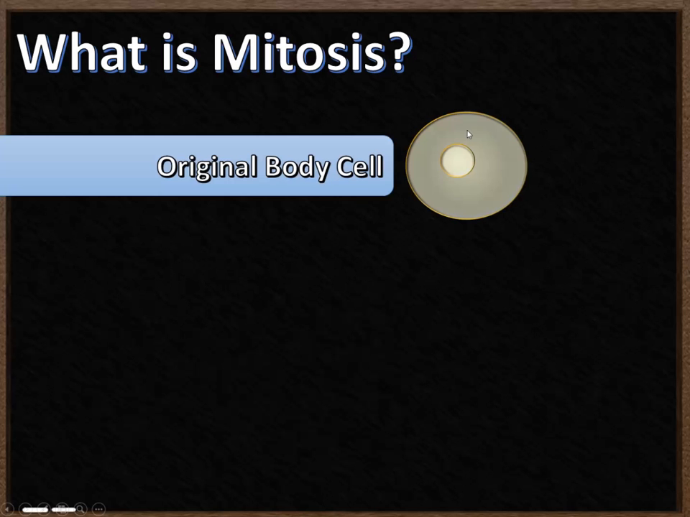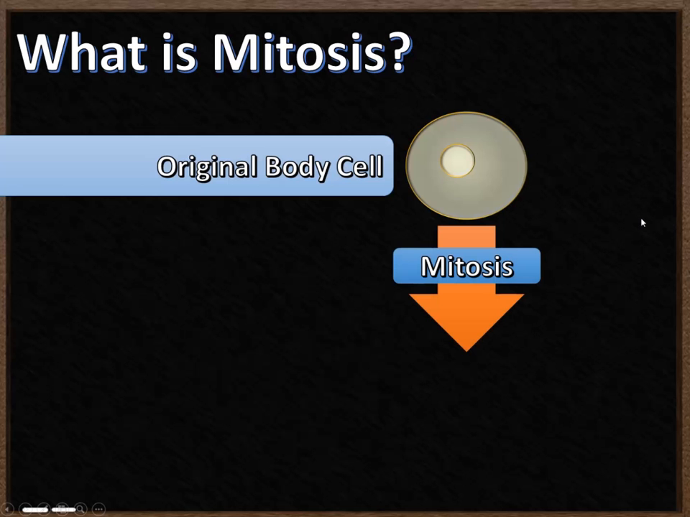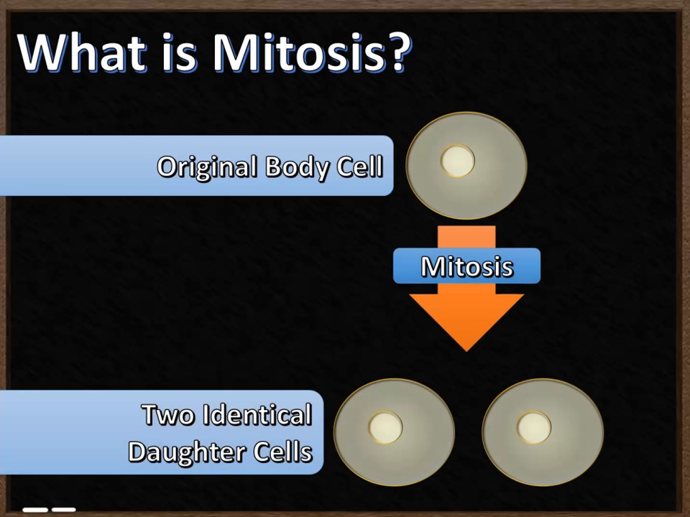First step is we start off with your original body cell, the cell that we want to replicate, duplicate during this process. So here it is. It then undergoes mitosis and splits into two identical daughter cells. So we start with one cell, undergoes the process of mitosis, and you get two daughter cells. The way I remember that you get two daughter cells is there's a T in mitosis, so I get two daughter cells. And these are genetically identical, exactly the same cell as we had up here.